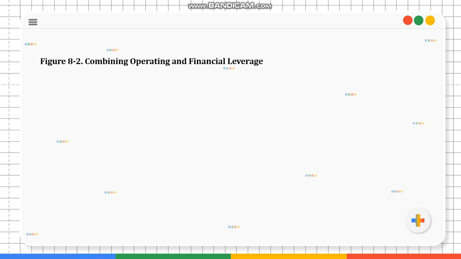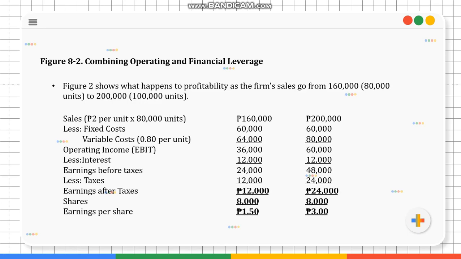So figure 8-2, combining operating and financial leverage. Figure 8-2 shows what happens to profitability as the firm's sales go from 160,000 or 80,000 units to 200,000. Since operating leverage has its effect on operating risk and financial leverage on financial risk, both leverages are related and have an effect on earnings per share, and if combined leverage is obtained, it will show the total risk of the company.